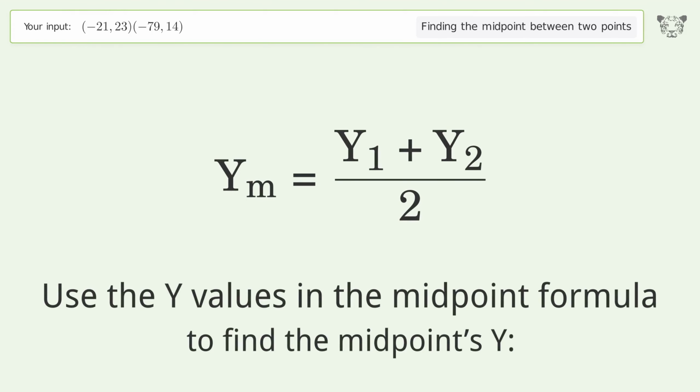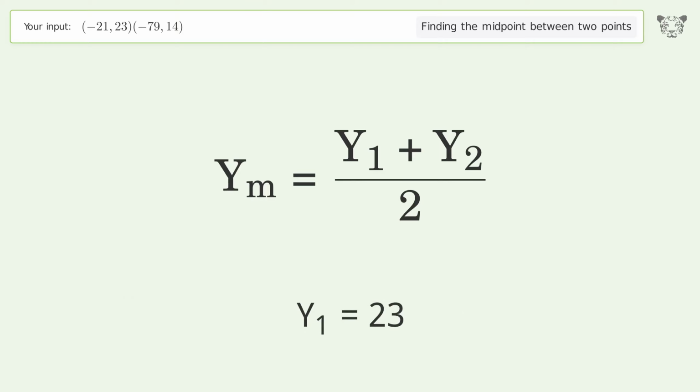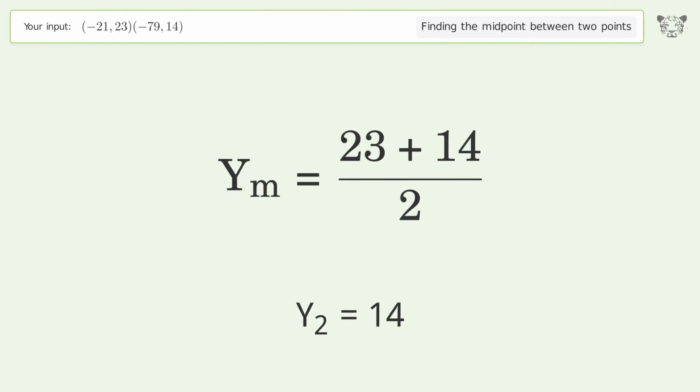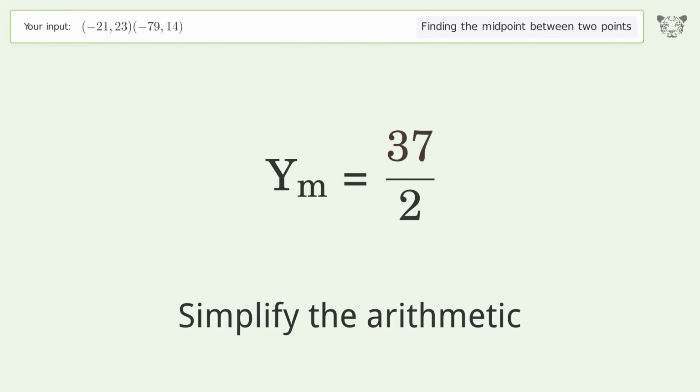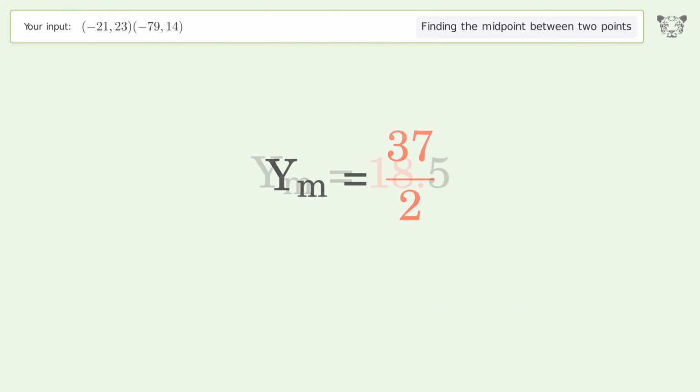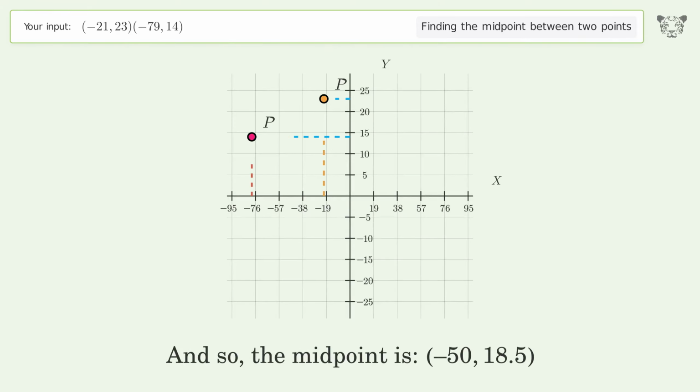Use the y values in the midpoint formula to find the midpoint's y. y1 equals 23. y2 equals 14. Simplify the arithmetic. And so, the midpoint is -50, 18.5.